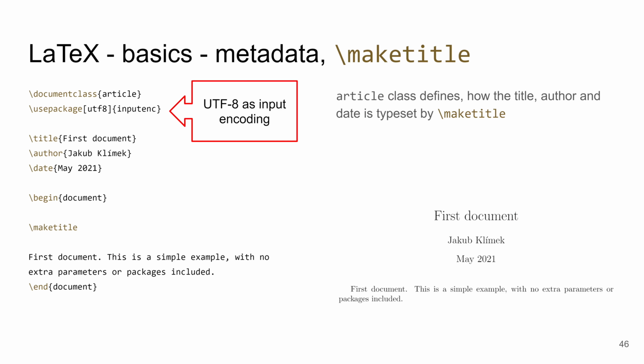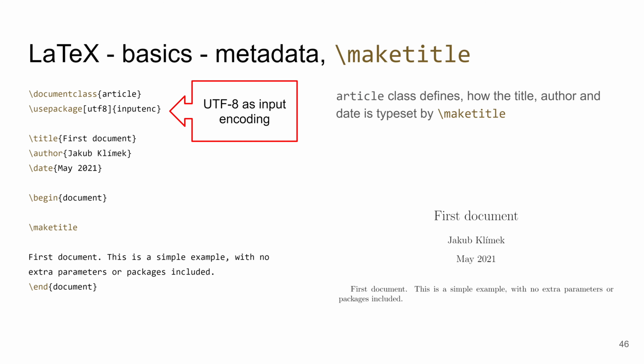So what else goes into the preamble? That's metadata, such as the title of the document, the author of the document, and the date when the document was published, for instance. So that also goes into the preamble.